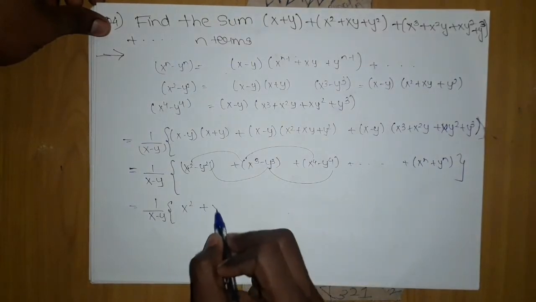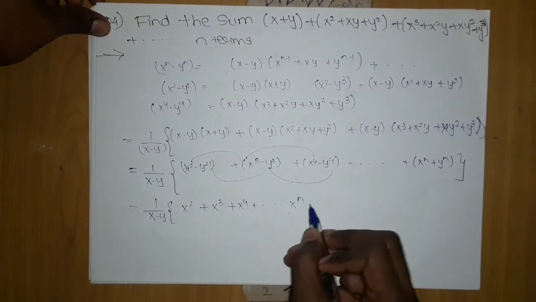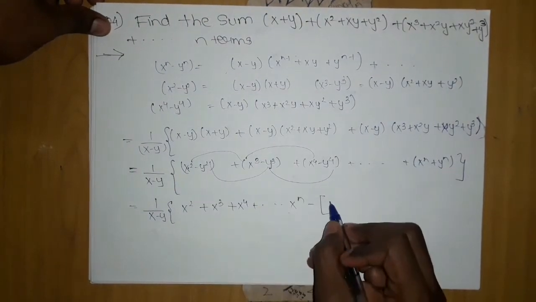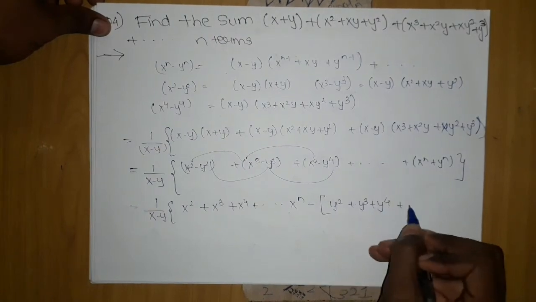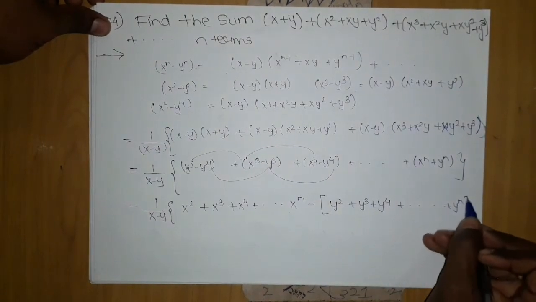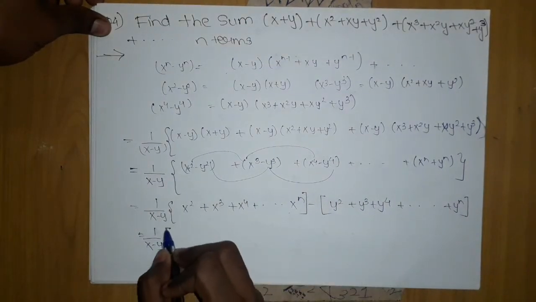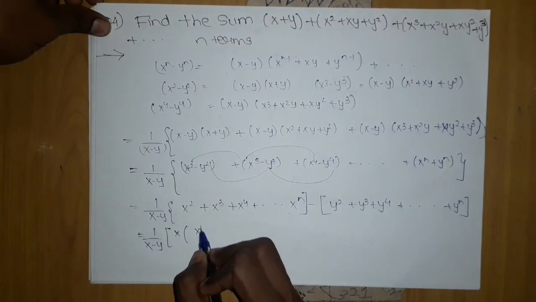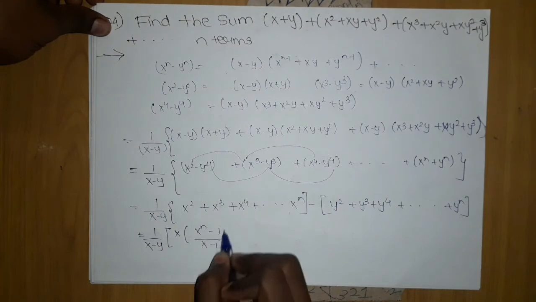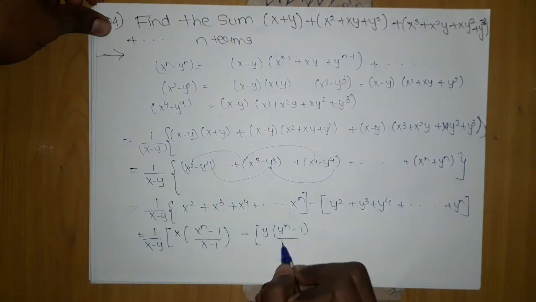So x square plus x cube plus x raised to 4 till how many, x power n. Similarly, we will take minus outside, we have y square, y cube, y raised to 4, till y power n. We will take these terms and make a GP. So what we have, x minus y here, and here I have my first term as x, and here is x power n minus 1 upon x minus 1.